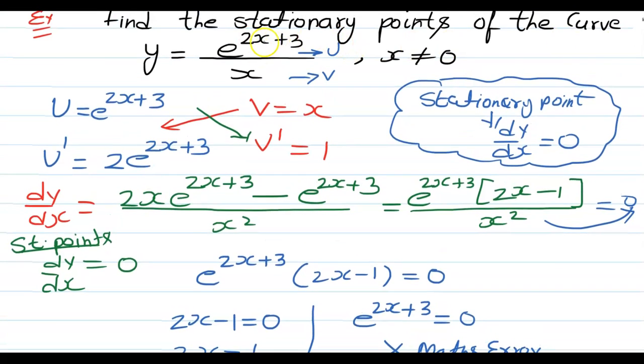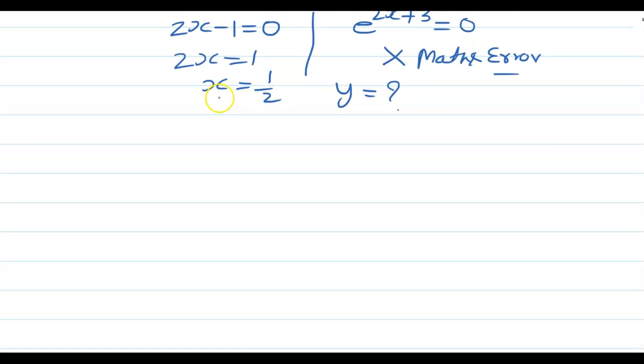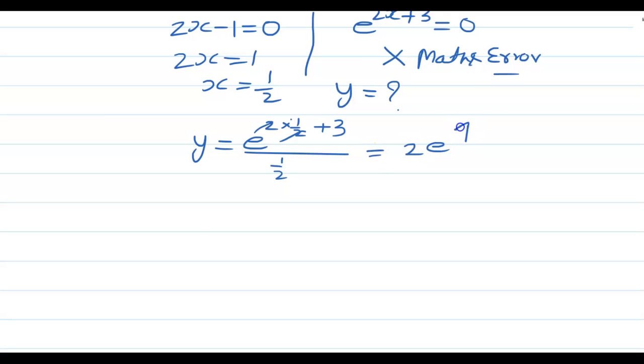Y is e to the power 2x plus 3, divided by x. So in this expression, if we put x equal to half, then we can get the value of y. So y equals e to the power 2 times 1 by 2, then plus 3, and divided by half. So this 2 and this 2 cancel, and this 2 is going in the denominator, so it will be 2 e to the power 4.